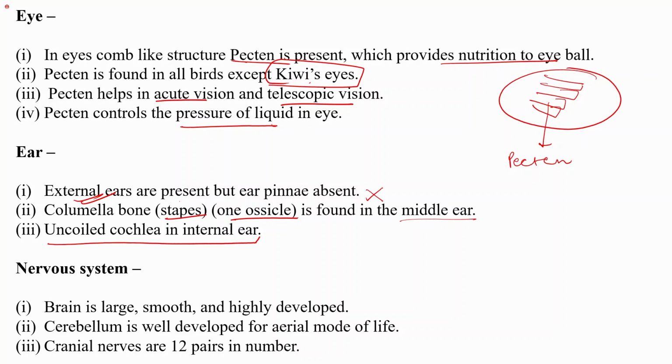Right? So there is a difference in the ear development of the auditory system also with the different classes. So then the nervous system, the brain is large, smooth, and highly developed. Cerebellum is well developed for aerial mode of life, and cranial nerves are 12 pairs in number, just like reptiles.